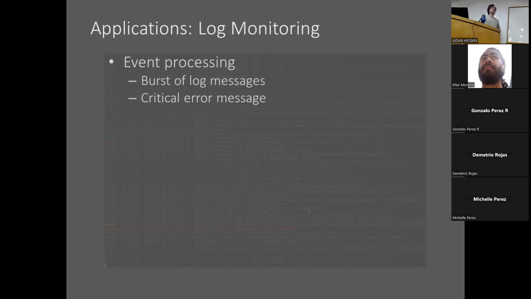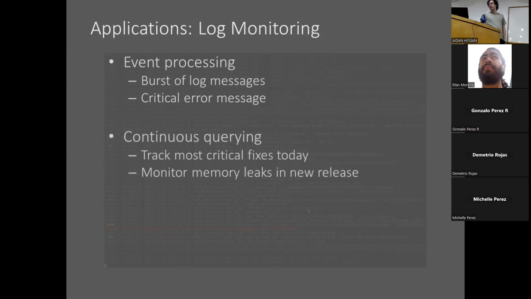Some critical error message that indicates, for example, that in a bank, some integrity constraint in the database is being violated, or whatever it might be. Continuous querying would be to track the most critical fixes today, so to collect somehow what are the trending critical fixes or error messages that need to be fixed, or to monitor memory leaks in the new release, whatever it might be.